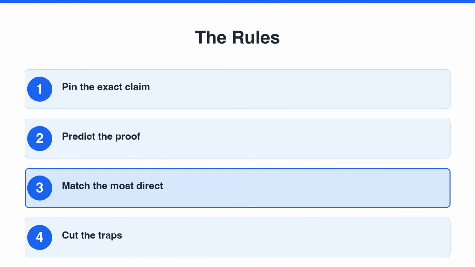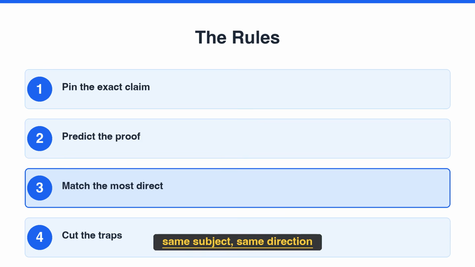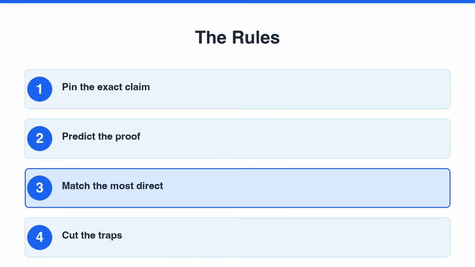Step 3. Match the most direct. Supports means proves more likely, not just mentions. Pick the option that affirms your exact relationship, same subject, same direction, directly, not by implication. The right answer is the one closest to actual proof.